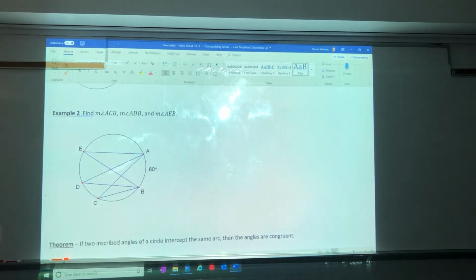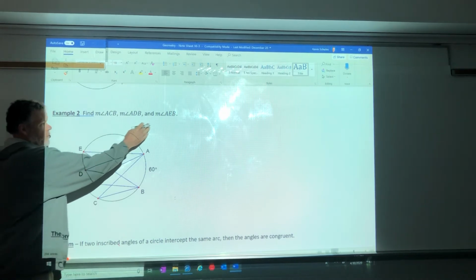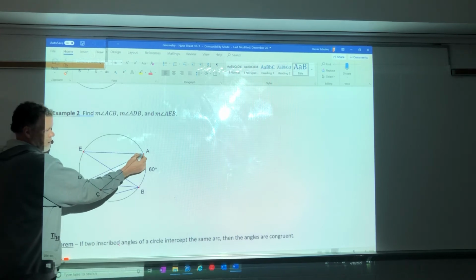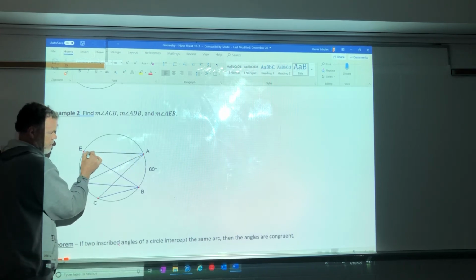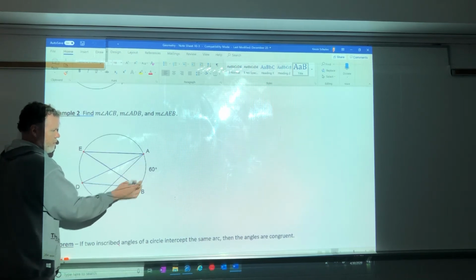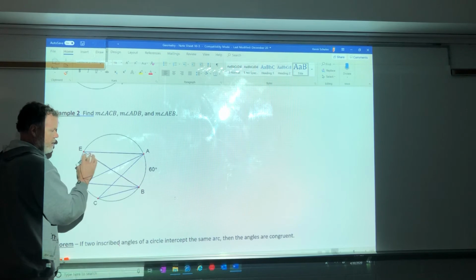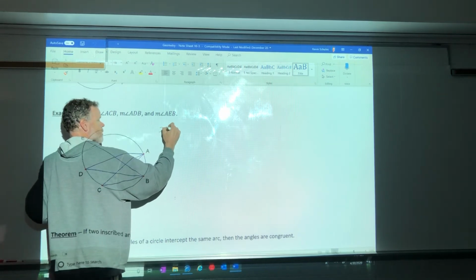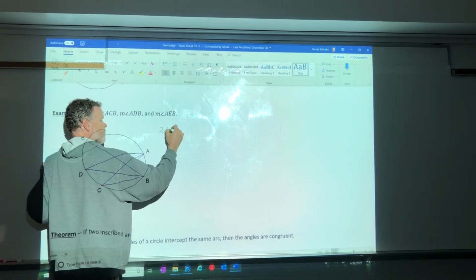Okay, they want to know the measurement of each one of these angles here. Okay, so they're talking about, first off, the measurement of angle AEB. Angle AEB intersects this arc right here. Okay, so 2 times angle AEB. You have multiple angles, so you have to list it with 3 letters.